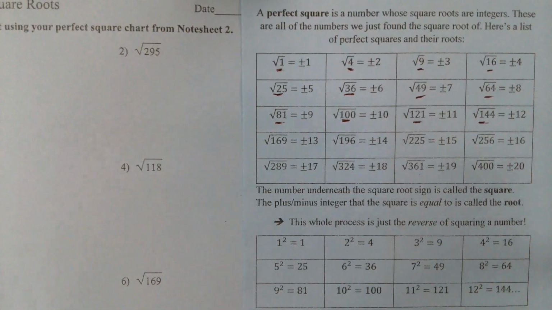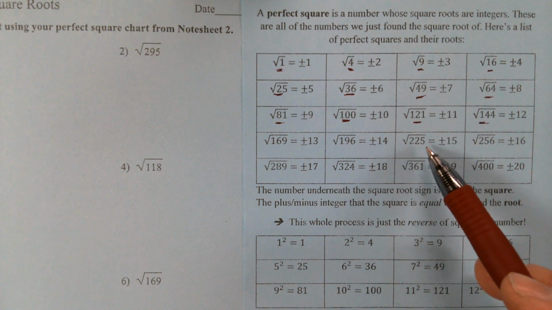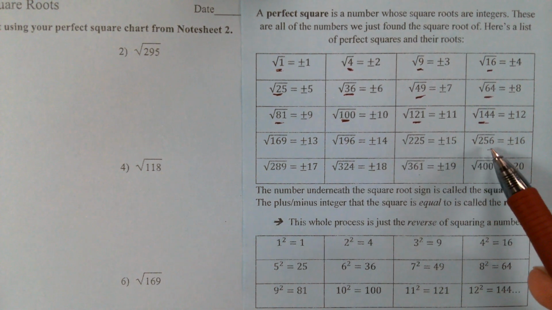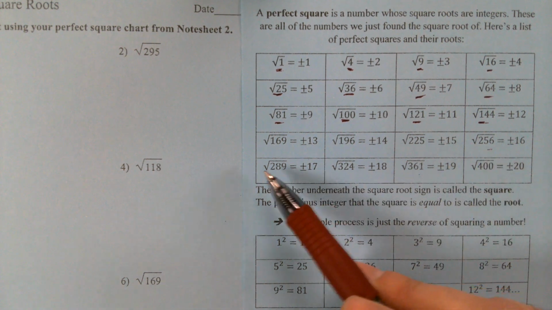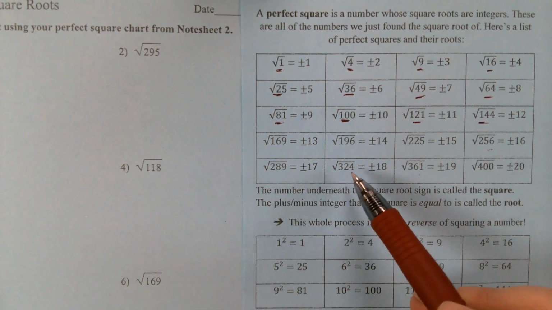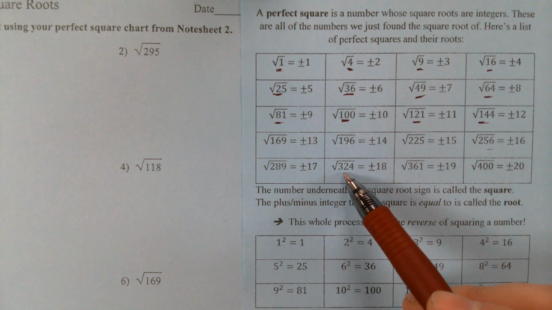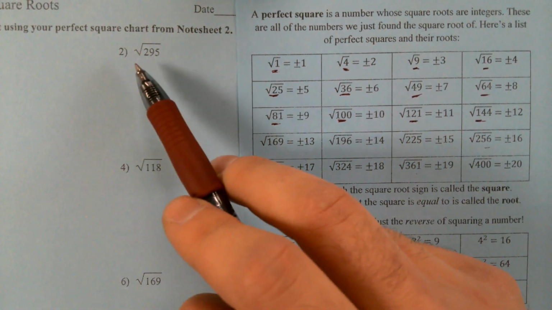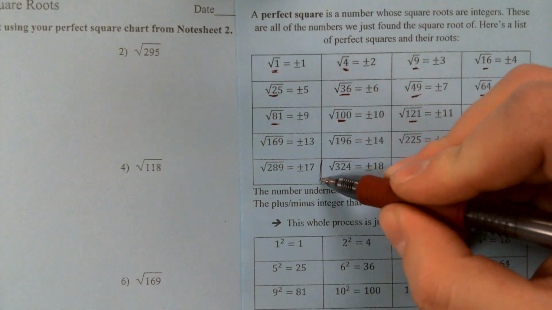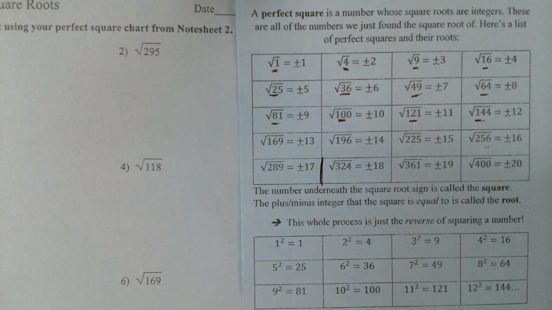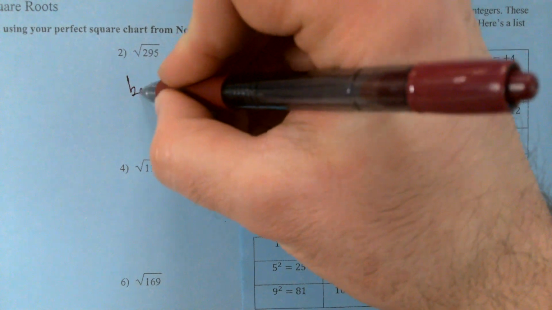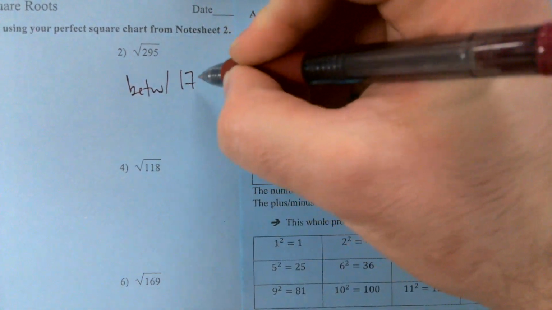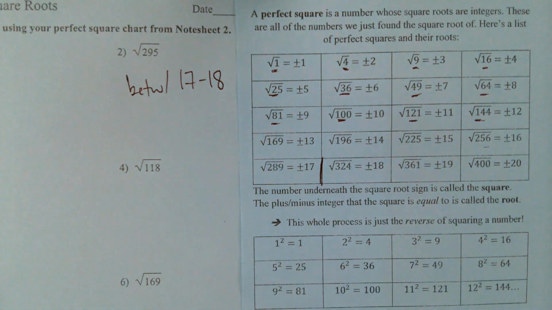Then we look over at 295. We reference back to our chart. I got 225 here. It's going to be more than that. 256 is the next one. It's going to be more than that as well. 289, it'll definitely be more than that, but it's not more than 324. So the square root of 295 is going to fall somewhere in between right here. So it's going to be between 17 and 18. Hopefully you guys see what I'm doing here. Between 17 and 18.